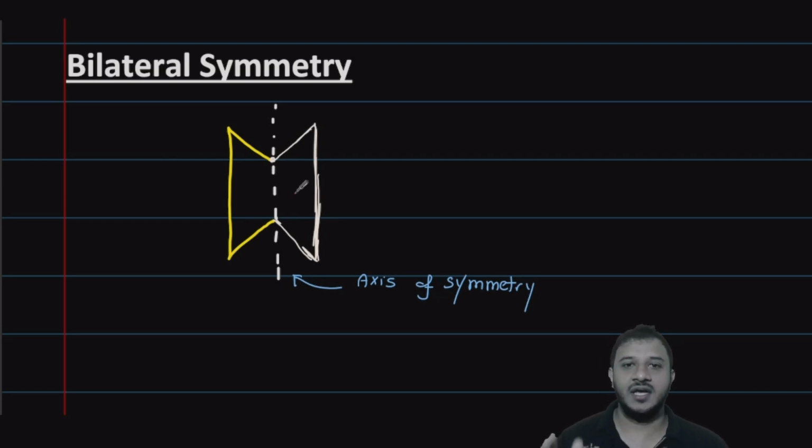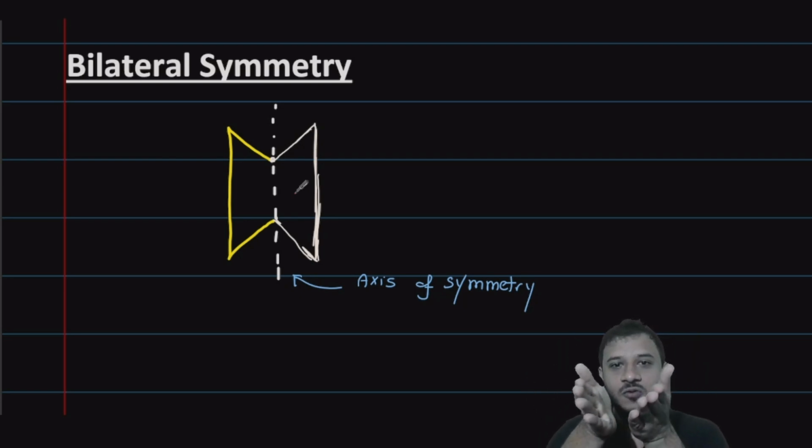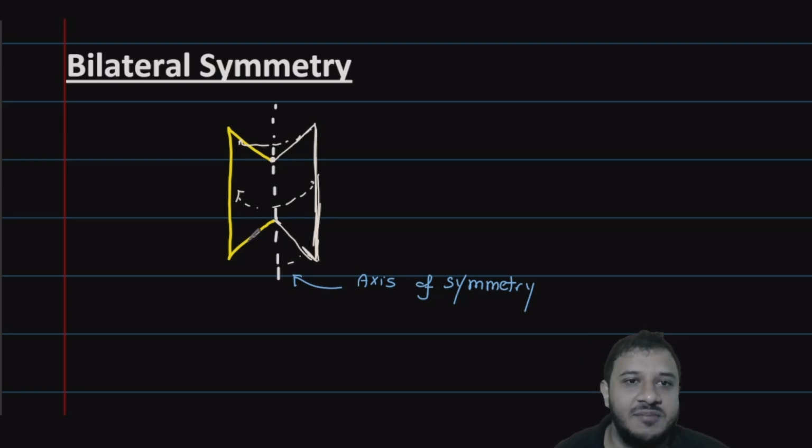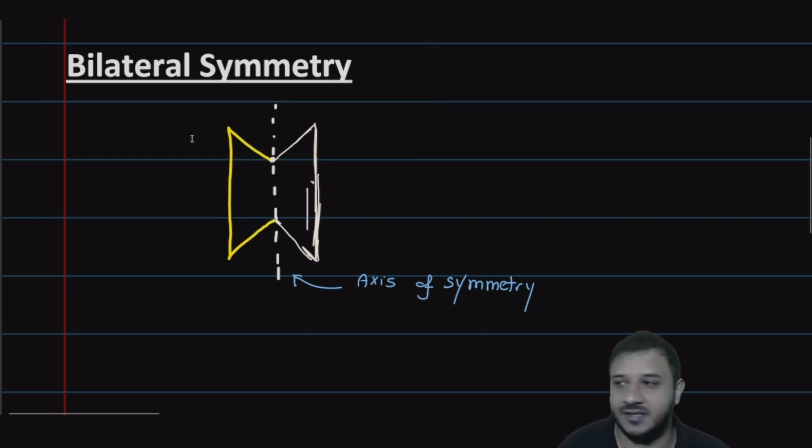What is this coinciding manner? Coinciding means, Putha, like a book. If you fold this thing, it should go and touch here. That's what coinciding means. Do you guys get it, Pute? So this is the example for a bilaterally symmetrical figure.